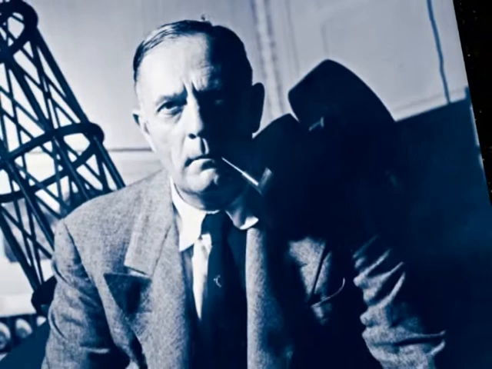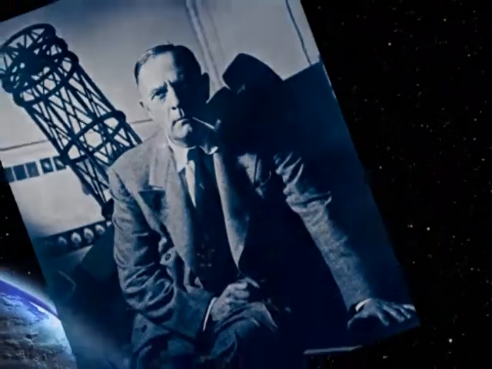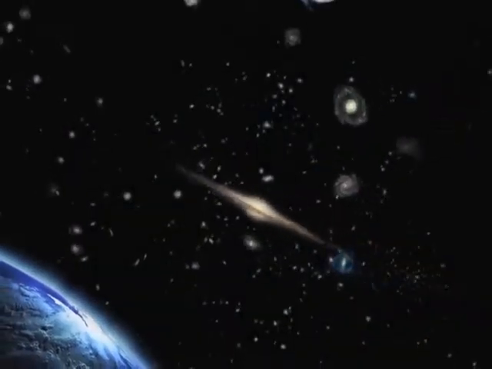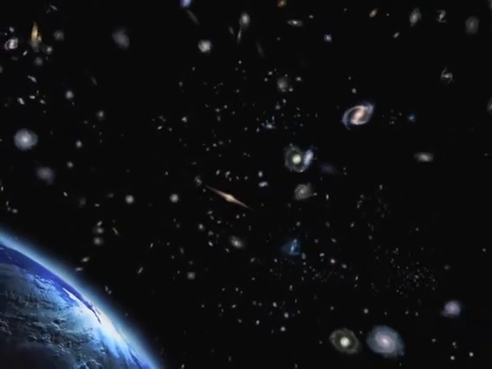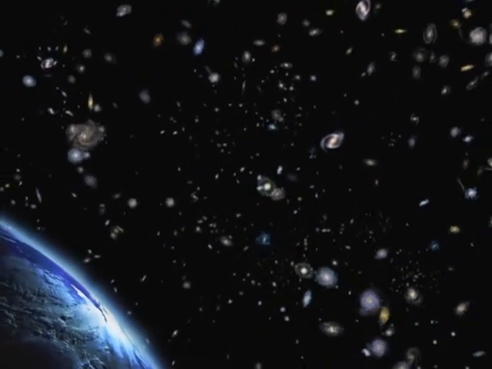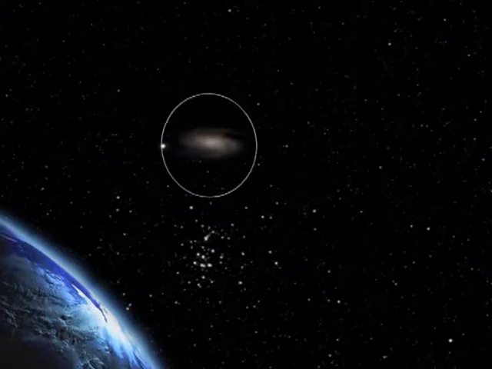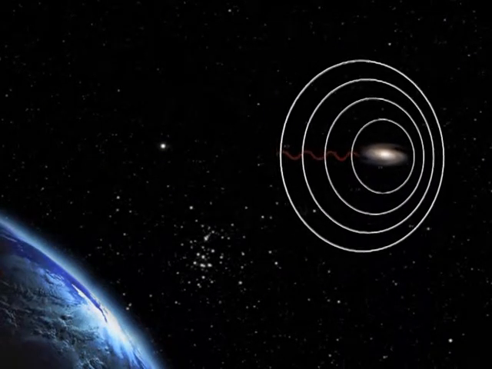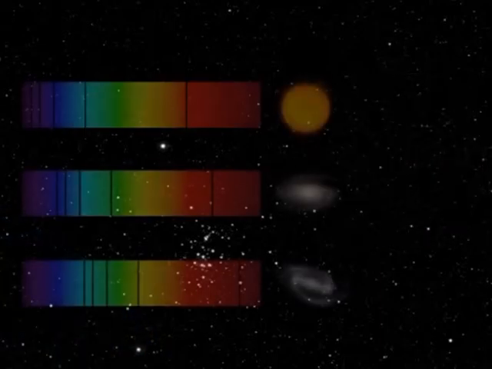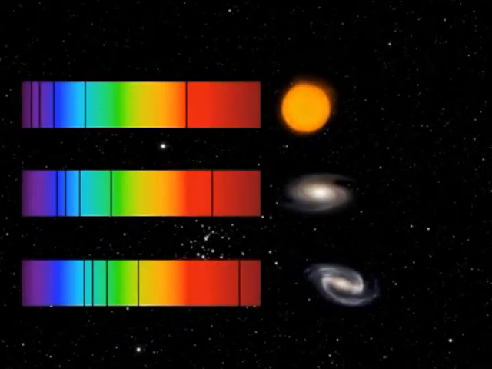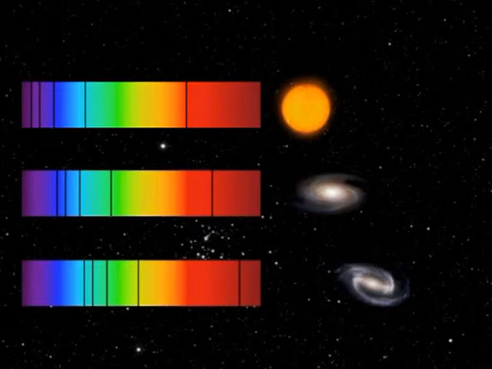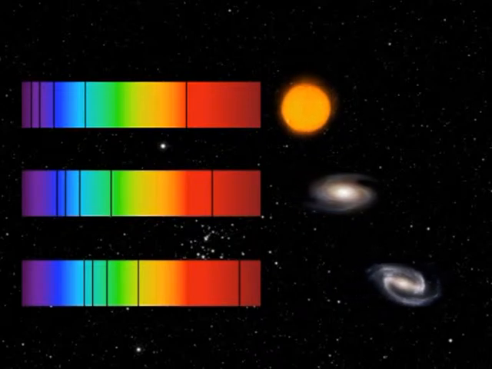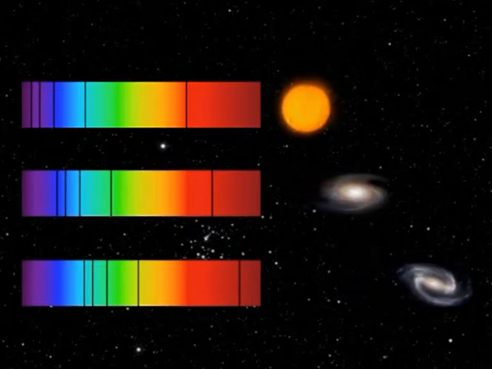In the 1920s, Edwin Hubble and other astronomers measured the redshift of galaxies. They discovered that everything was moving away from us, that the universe was expanding. Hubble knew that when galaxies were moving away from us, their light was redshifted. By measuring the amount of redshift, astronomers can work out how fast the galaxy is moving away from us. This is called its recessional velocity.